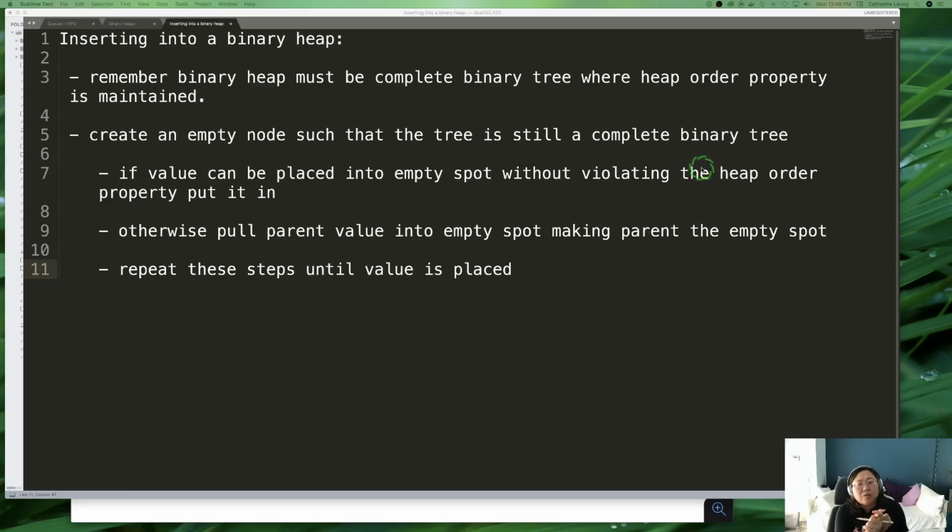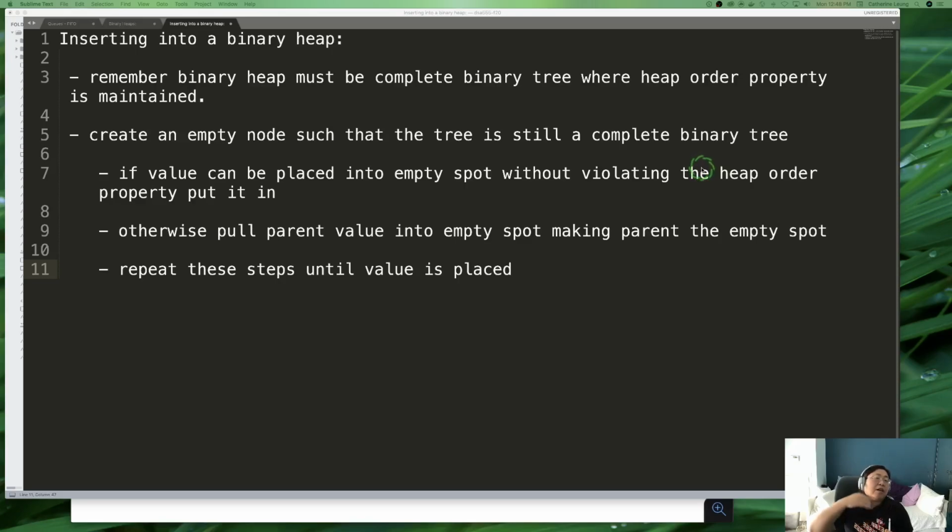And then what we do is we say, okay, can I take the value and put it into this empty node that I just created? And if the answer is yes, great, put it in. If the answer is no, you can't put it in because it would break heap order, which is the second part. What you do is you take the parent and you pull it down into the node.